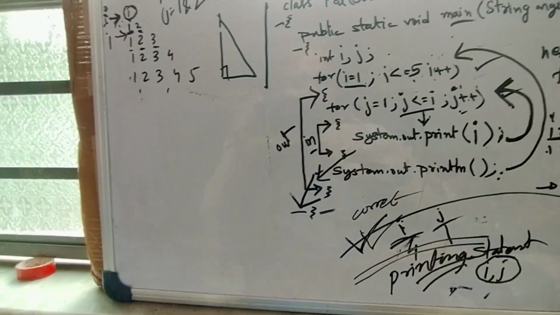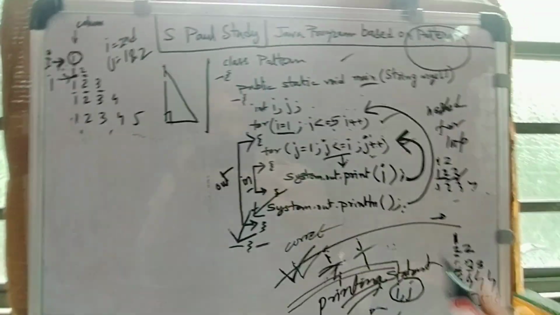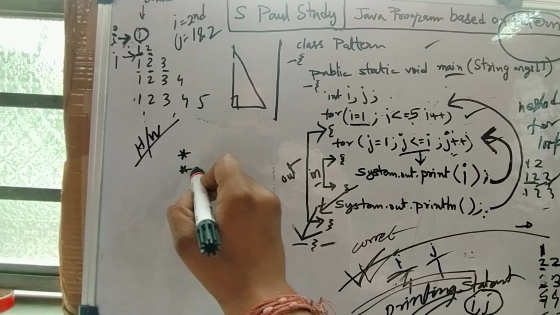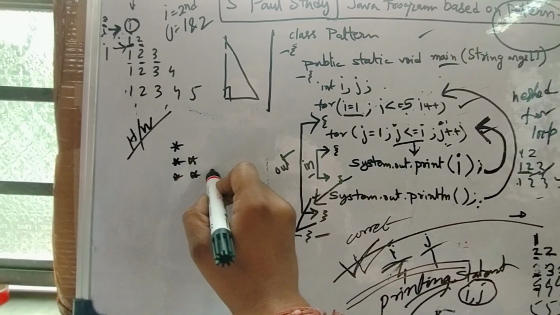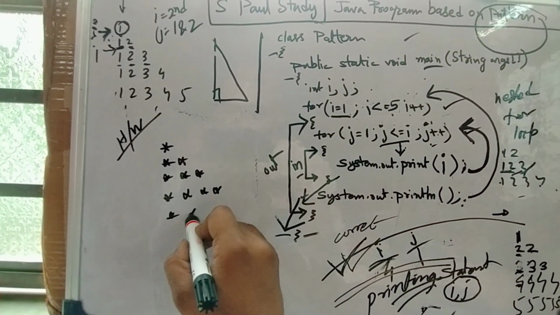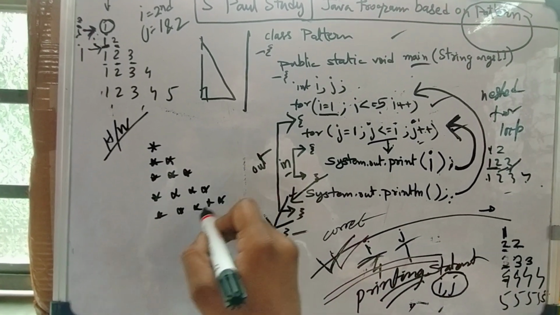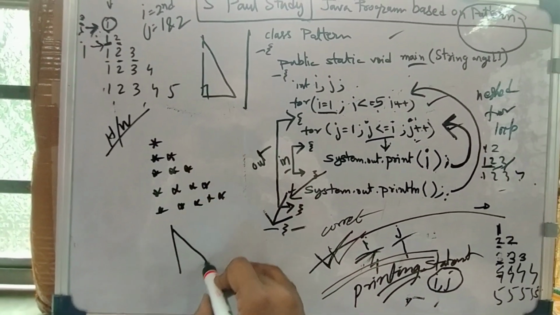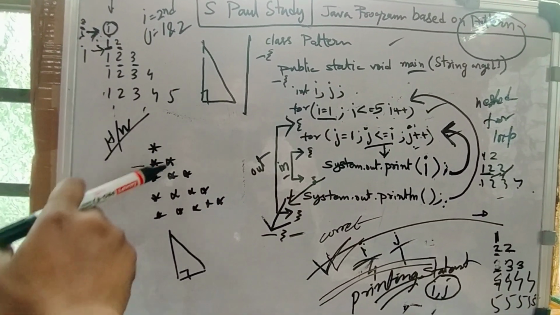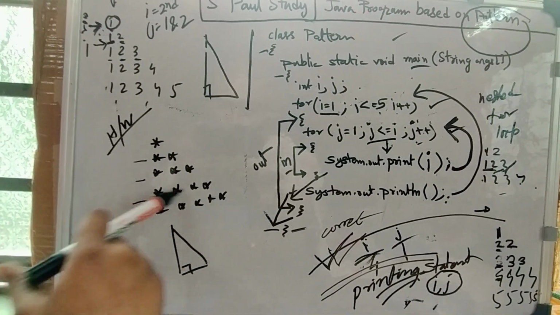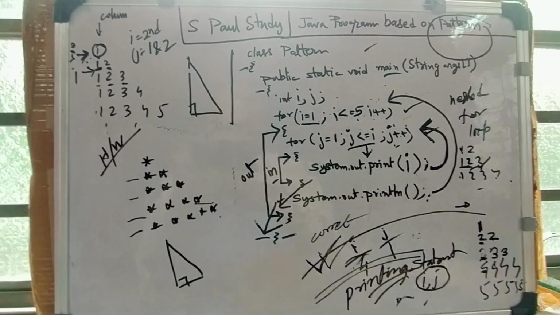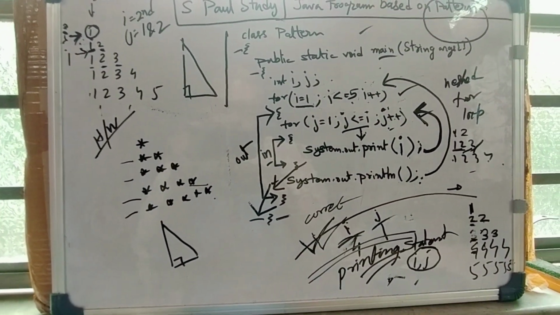So for homework, what you can do is print this type of pattern and share it in the comment section. This is a triangular pattern again. Star in the first row, 2 stars in the second row, 3 stars in the third row, 4 stars in the fourth row, 5 stars in the fifth row, like a 5-star hotel, right?